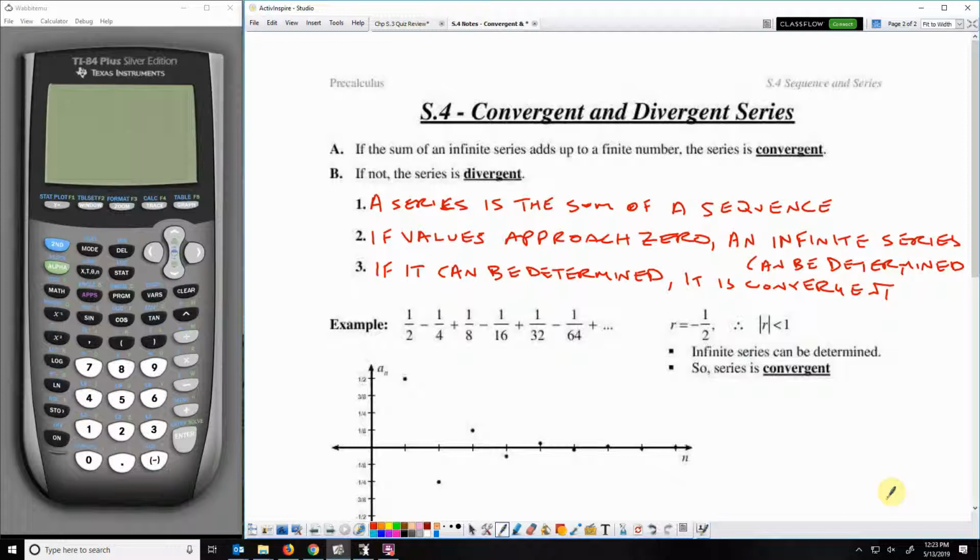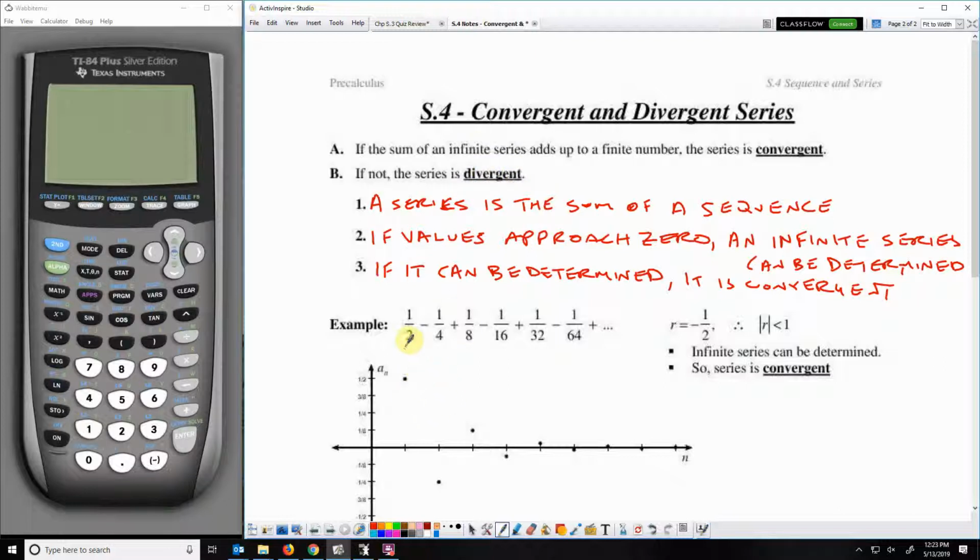So if you find that an infinite sequence has its values approaching 0, then the infinite series can actually be determined. It is a finite number, and it is converging on that finite number and getting infinitely close to it. So it is called a convergent series. If number 2 is not true, if the values do not approach 0, then it does not converge on a particular finite sum, so it is called divergent.